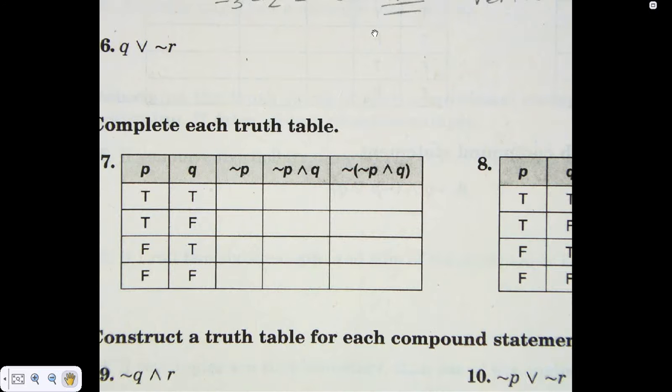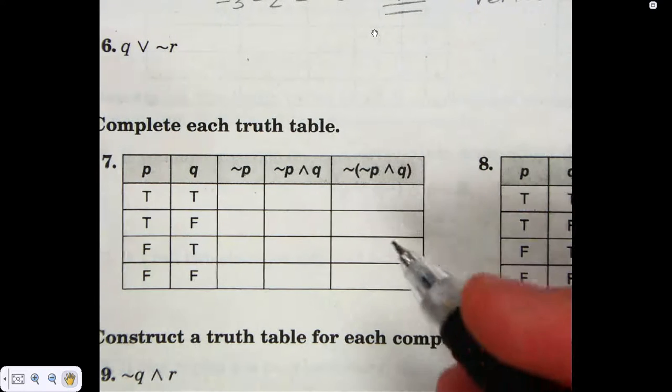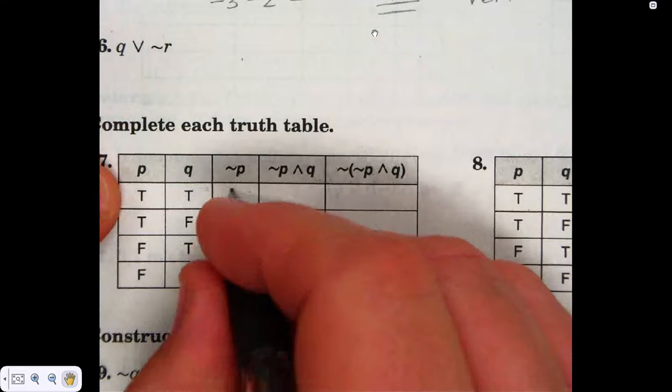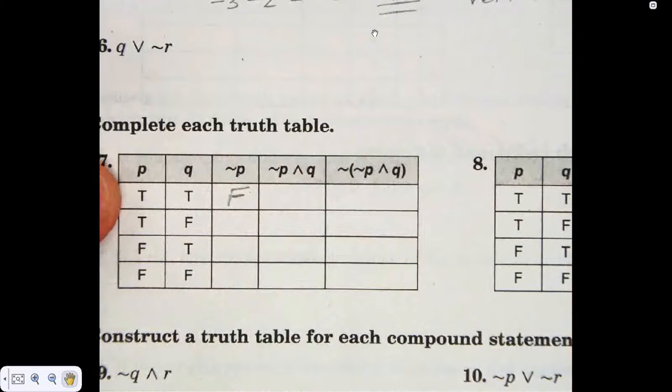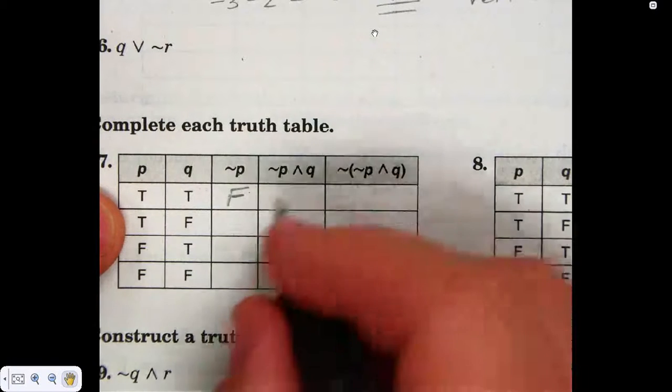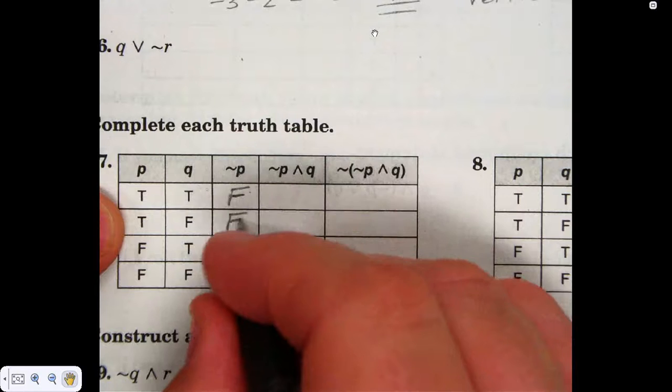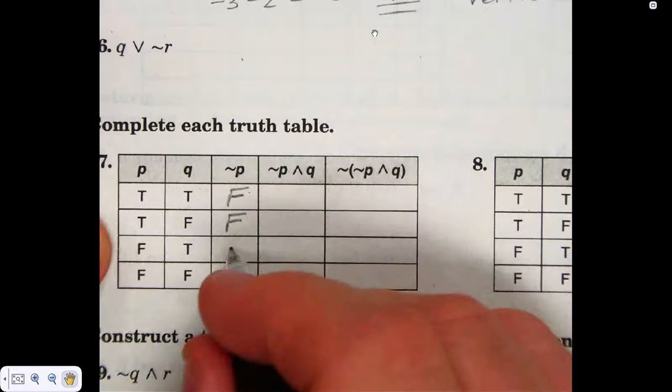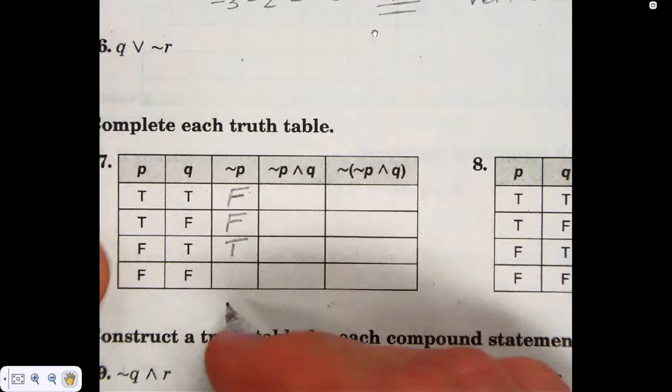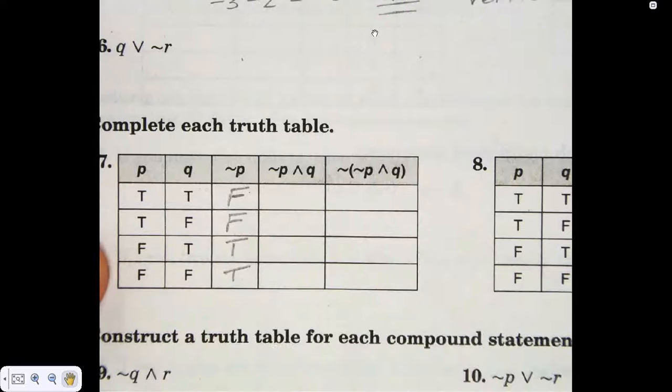It's the opposite. What's the opposite of true? So if P is true, what's its negation got to be? Here, P is true, so what's the negation got to be? Here, P is false, what's the negation got to be? Here, P is false, what's the negation got to be? One piece at a time.